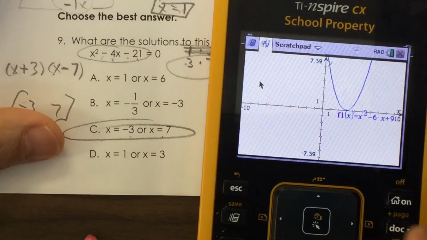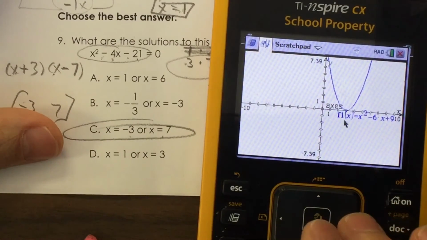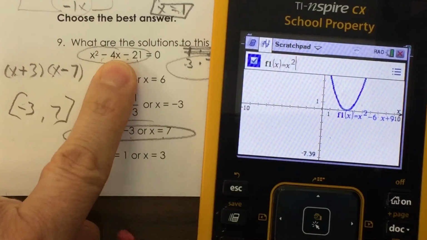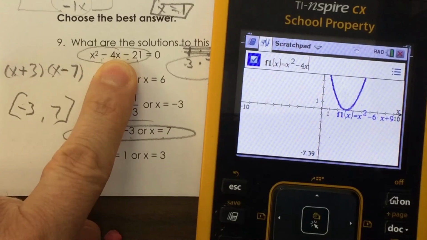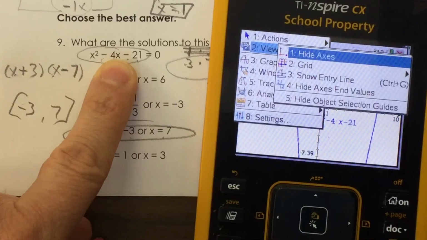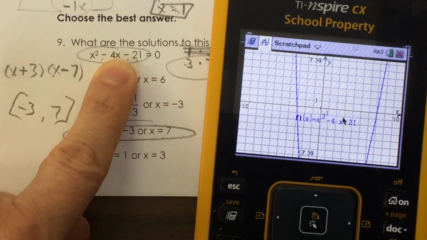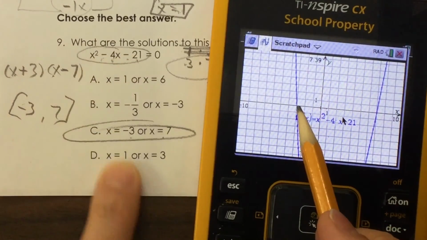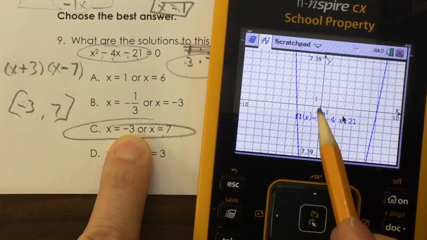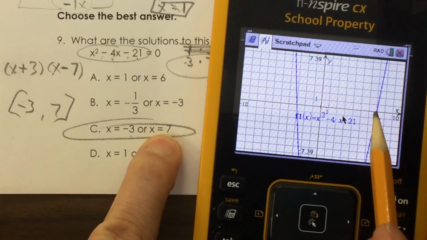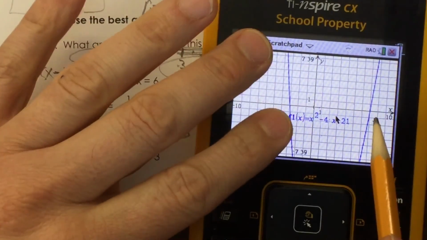And if I graphed that, I'll do it real fast. Super easy to do it on the graph. I will just change that equation to minus 4x minus 21. Turn on my grid, menu 2, 2, 3. I count over 3 to the left. There's my negative 3. There it is on the answer. Count over to the right, 1, 2, 3, 4, 5, 6, 7 to the right. There's my 7. The calculator way is super easy.